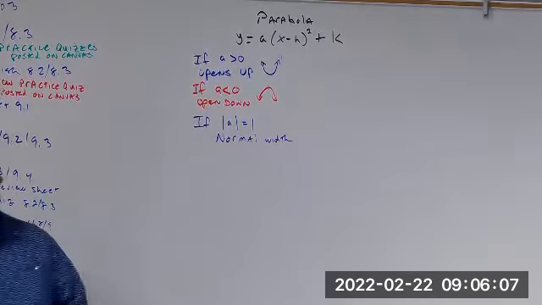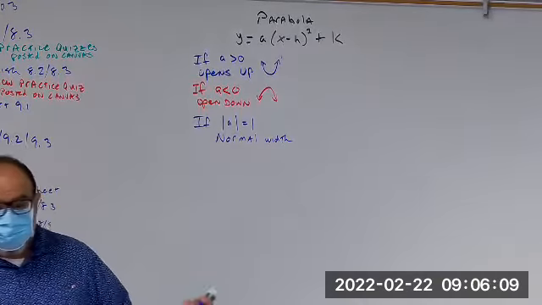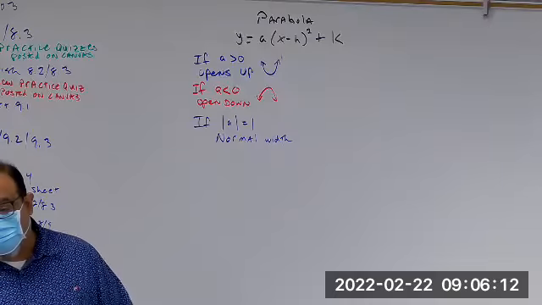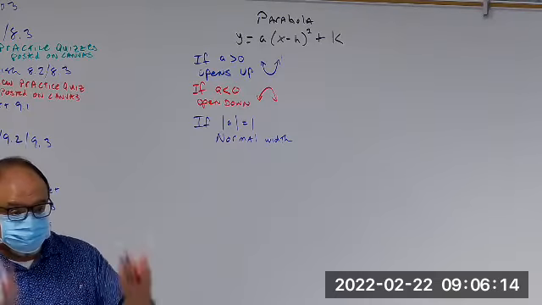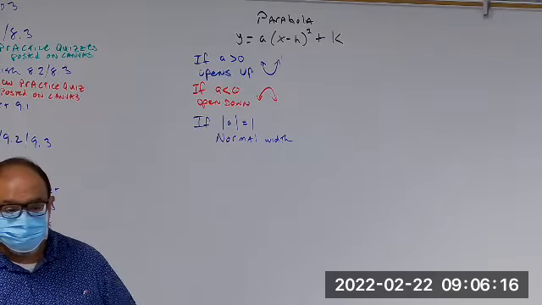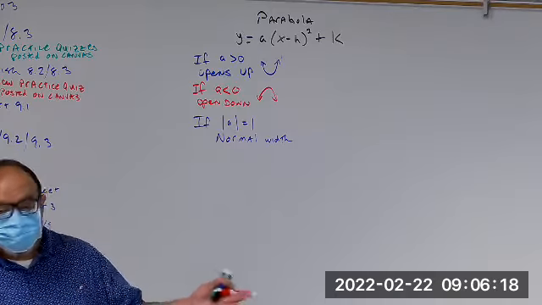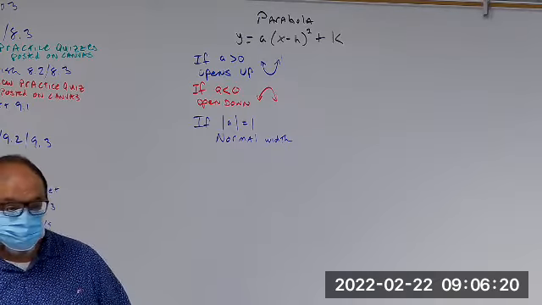Because if you're going to have something wide versus narrow, then you've got to have what are we wider than, what are we more narrow than? What's the actual original? What's the OG width? 1 times x squared.